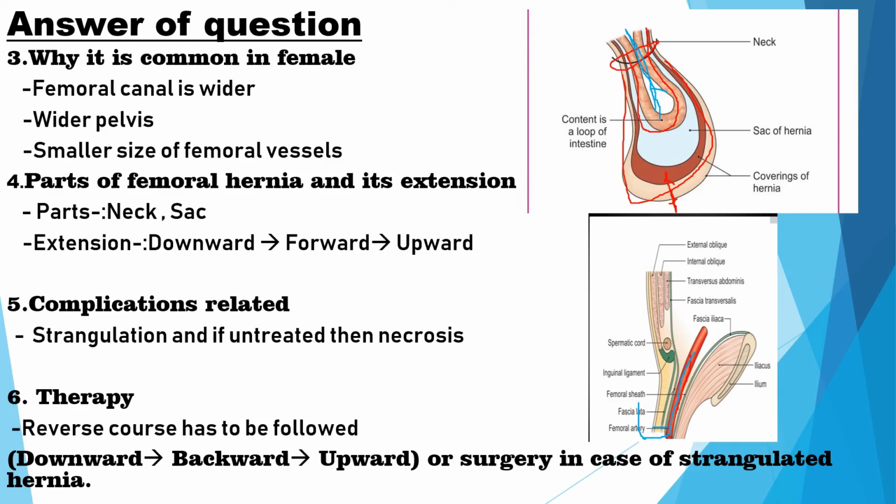Next is therapy or treatment. The treating physician or clinician has to follow the reverse course of the hernia. That is, first downward, then backward, and then upward. If it is a strangulated hernia, then surgery is recommended. This is all about the questions based on this case. You can write this answer as it is, or you can frame your own answers for such questions.